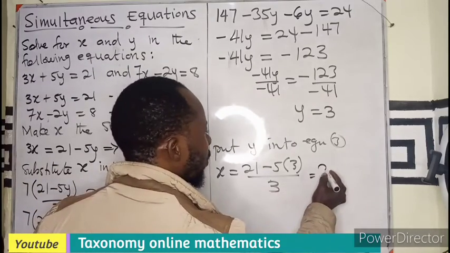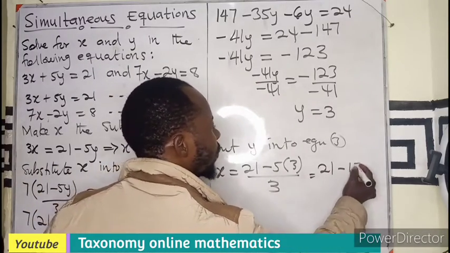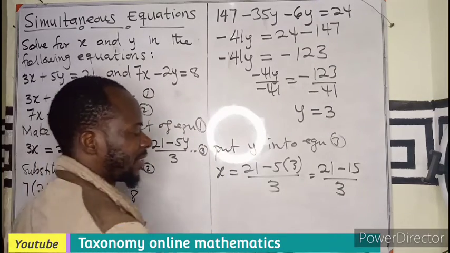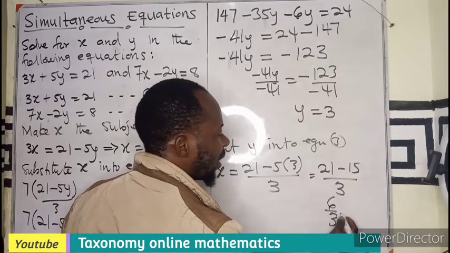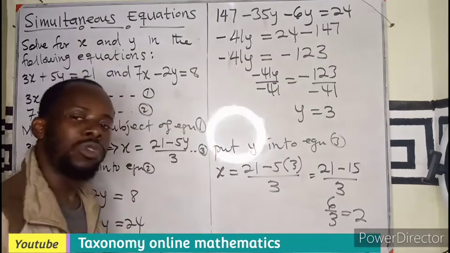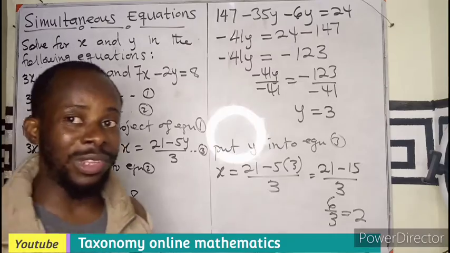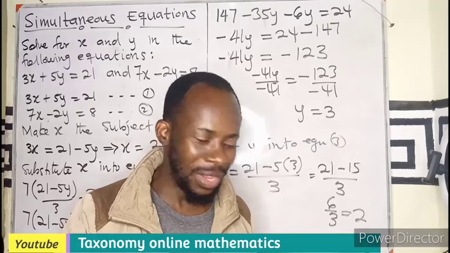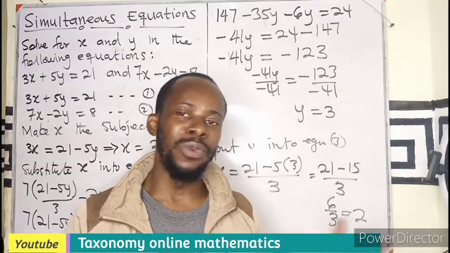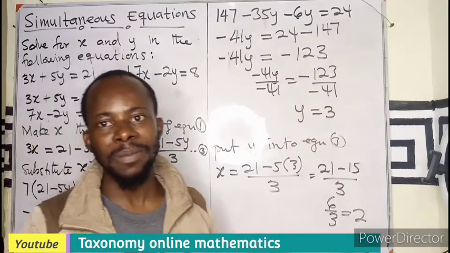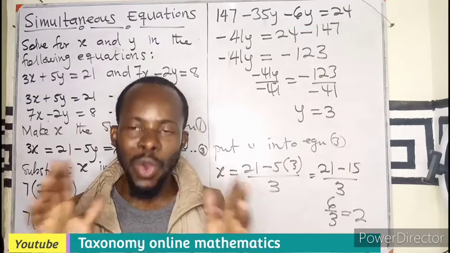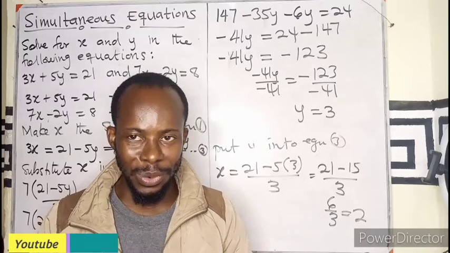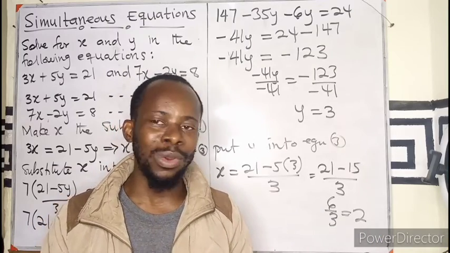Fast forward, 21 minus 15, 3. And that will give us 6 on 3 equals what? 2. So the answer will be 2. I know for substitution, sometimes students don't like it because it's a bit long, but it's easy if you know the variables you are transferring. You can make it a subject in any of the equations. Then substitute, you are good to go. I believe you have learned a thing or two.